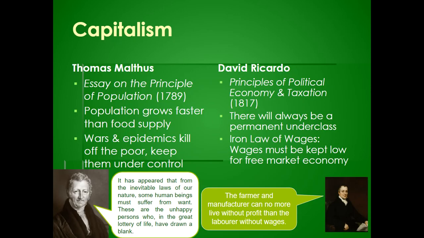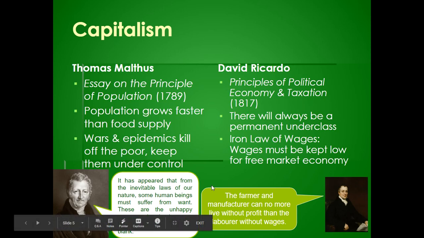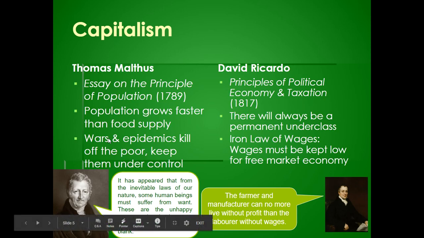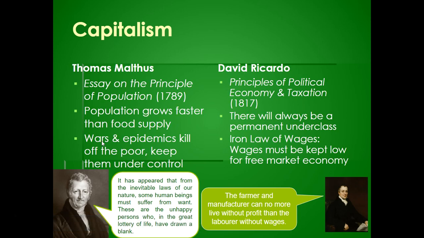So two other capitalists are Thomas Malthus and David Ricardo. Thomas Malthus believed that the population grew faster than basically the food supply could actually support. And in his opinion, this was necessary because obviously we cannot support everyone. And so basically we're keeping the population under control by way of wars, epidemics, kind of keep the poor classes under control. And it was kind of a necessary evil.